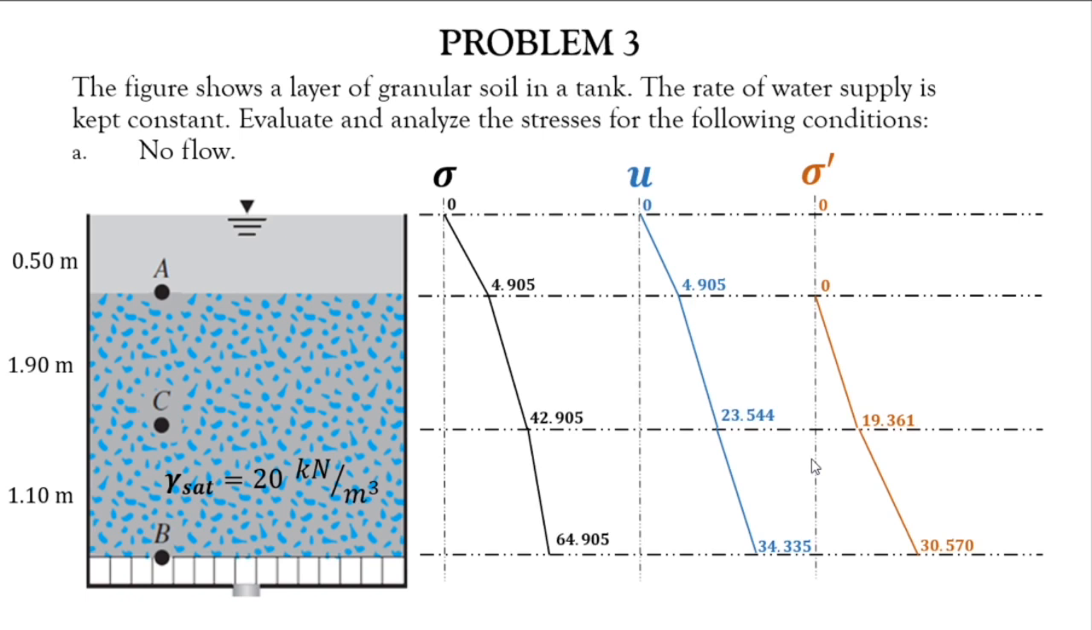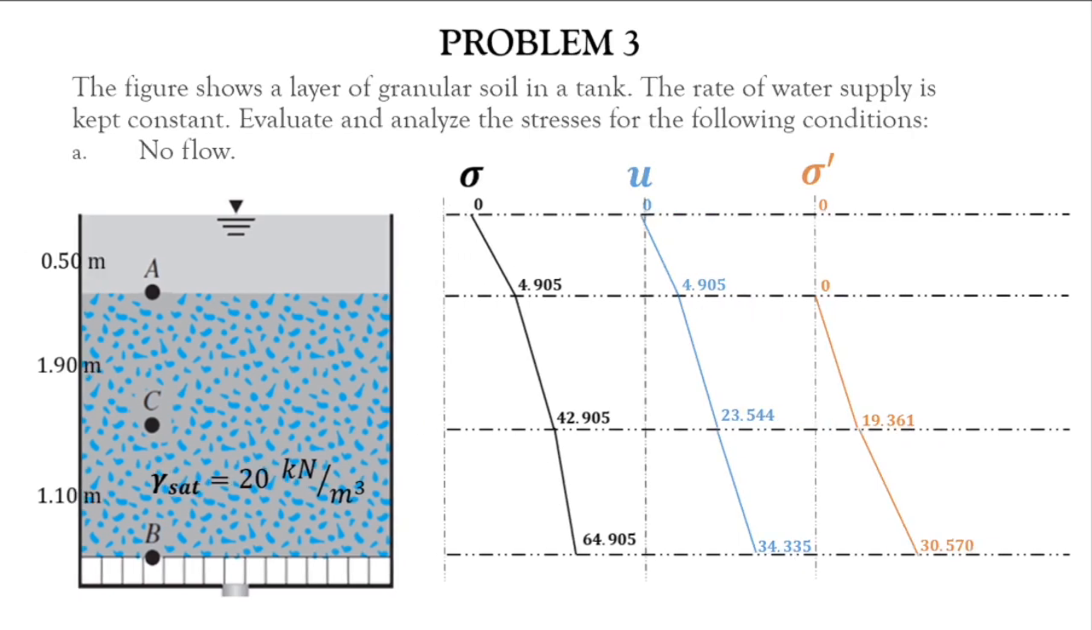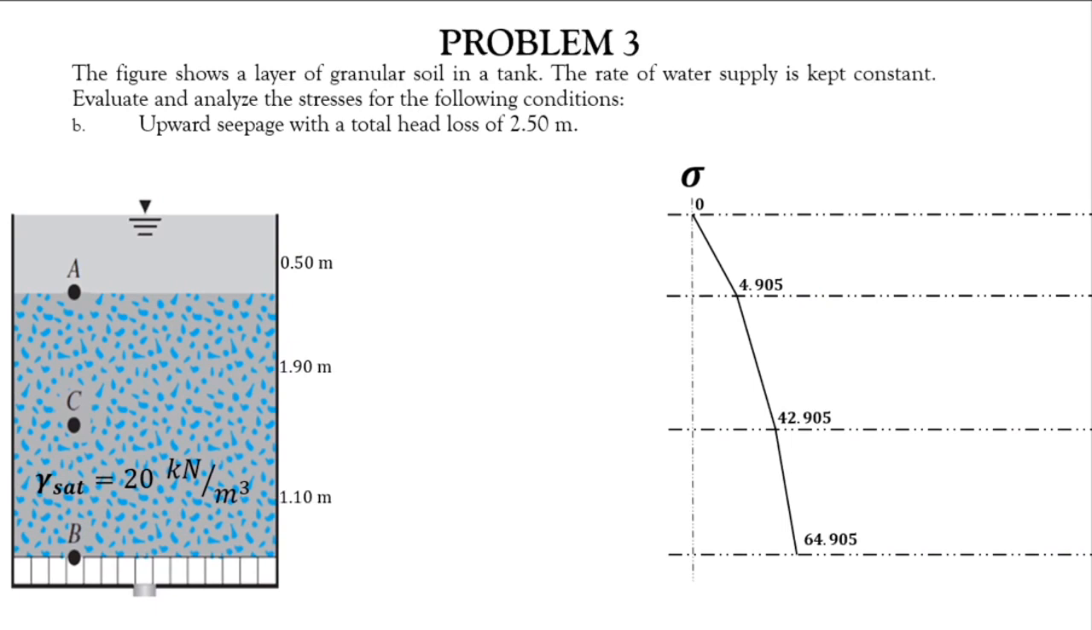I-compare natin yan mamaya kapag kinonsider na natin yung may flow, downward or upward flow. So, babalikan natin yung mga effective stresses na yan. Kaya, mag-proceed na tayo sa part B ng problem number 3. Ayan, upward seepage. So, yung total stress, hindi naman magbabago yan. Hindi naman maapektuhan yan ng upward seepage. Dahil ang naapektuhan ng seepage ay yung pore water pressure, kaya kinopya ko na lang ulit. Ayan pa rin naman yung ginamit natin para hindi na tayo umulit.